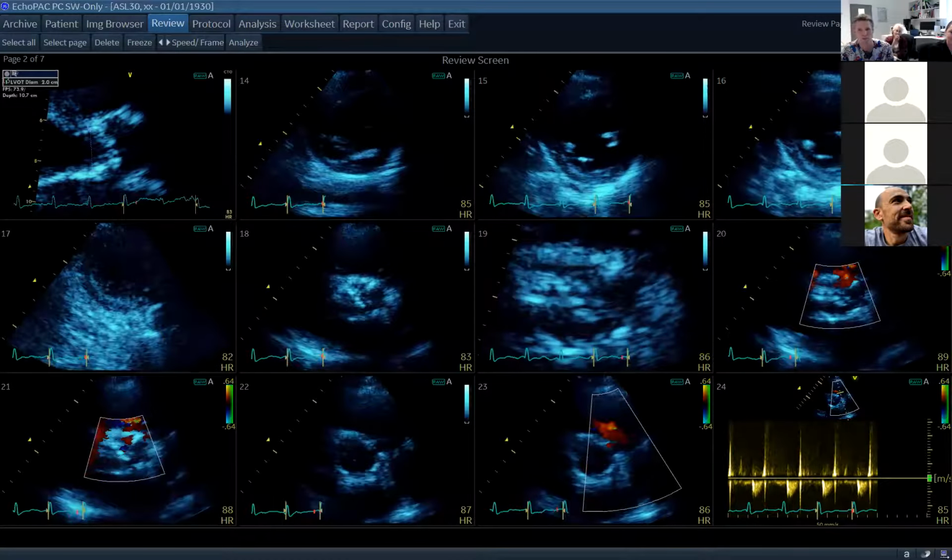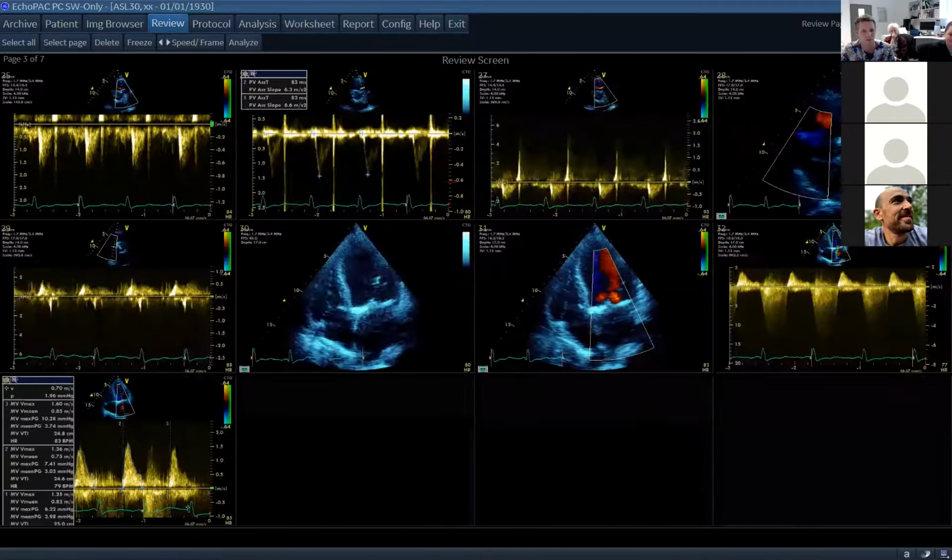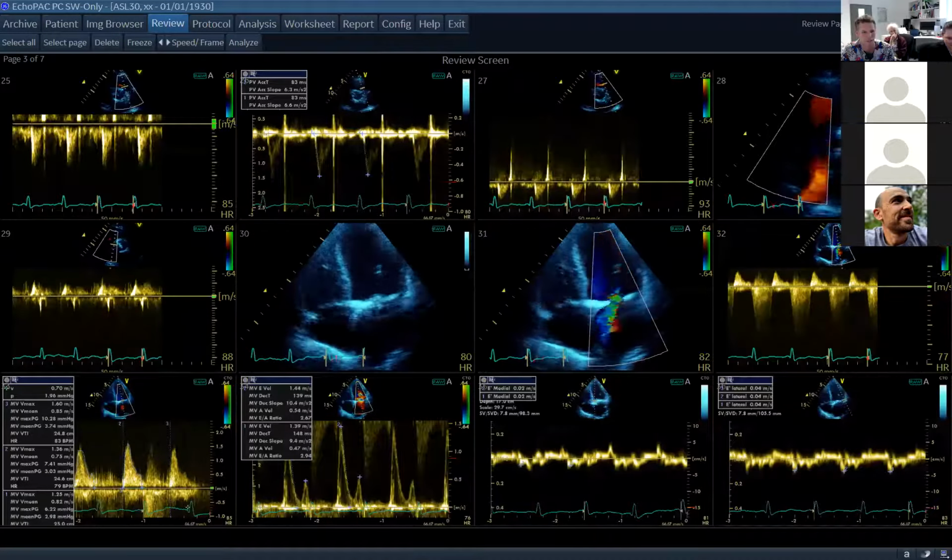All right, let's get back to what the whole point of this actually was. Sorry, let's go. So you wanted the continuous wave Doppler through the aortic valve.